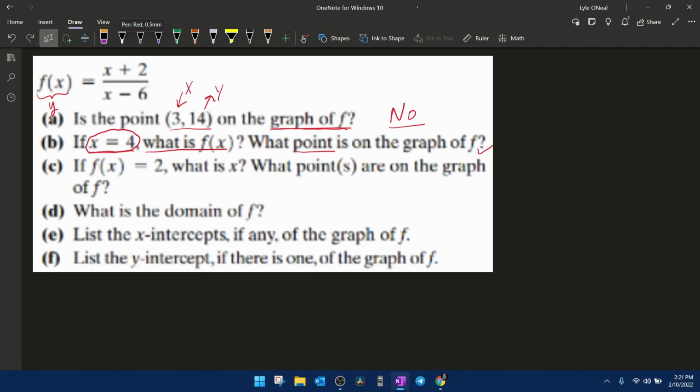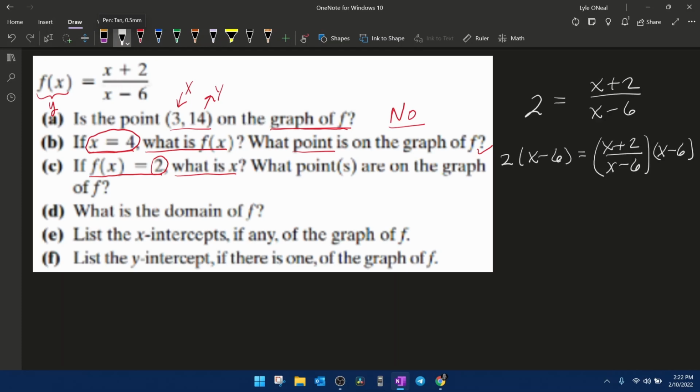Part C says if f of x is 2, remember that is actually saying if y is 2, what is x? So in this case, we're going to be replacing f of x with 2 and solving for x. That's going to give us 2 equals x plus 2 over x minus 6. Multiplying both sides by x minus 6 is going to eliminate my fraction. And on the left-hand side, we're going to need to distribute, giving me 2x minus 12 equals x plus 2.